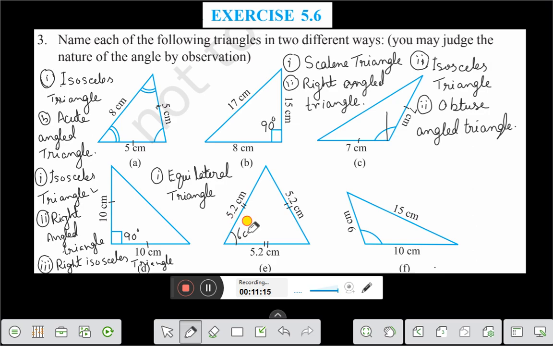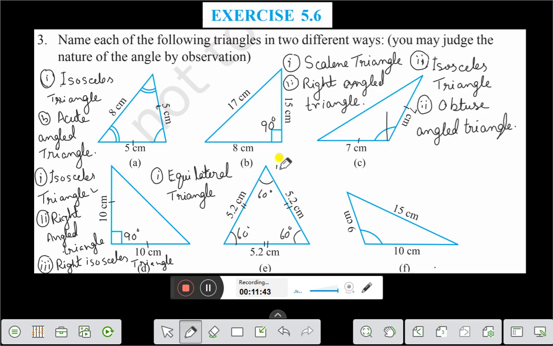This is 60 degree. This is also 60 degree. And this is also 60 degree. Right? All the angles are 60 degree, and you see here that all these angles are less than 90 degree. Therefore, we can say it as acute angled triangle. Right? We can say it as acute angled triangle.